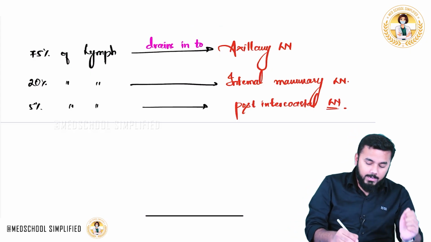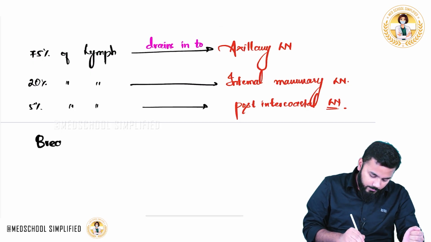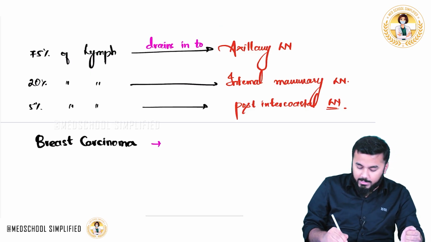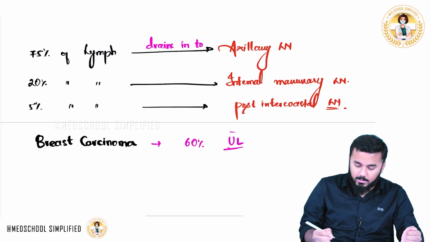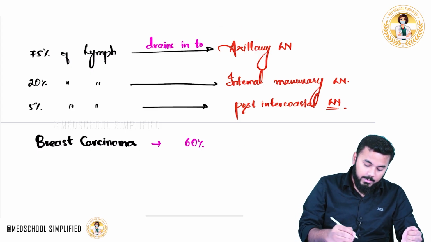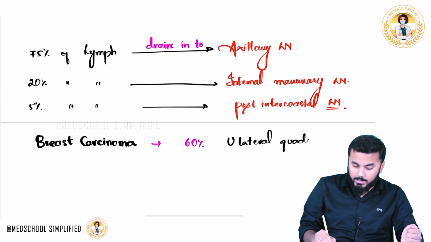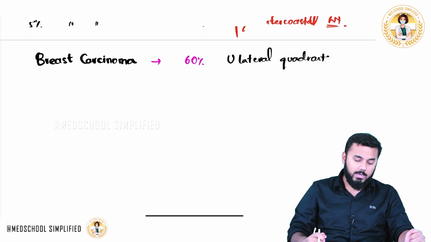Right? So if I tell you there is a patient with breast carcinoma, breast cancer, so mostly which quadrant can be affected, guys? In 60% of the cases, the upper lateral quadrant. Repeat. In 60% of the cases, the upper lateral quadrant can be affected.